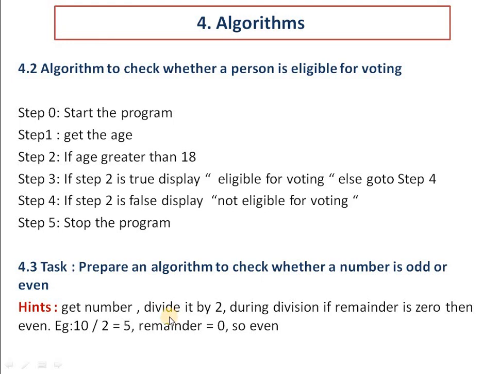For example, 4 is an even number. So 4 by 2, the remainder is 0. When dividing 4 with 2, the remainder is 0. So if the remainder is 0, then the number will be even. So you have to get the number, divide the number by 2. If the remainder is 0, it will be even. If the remainder is not 0, it will be odd.